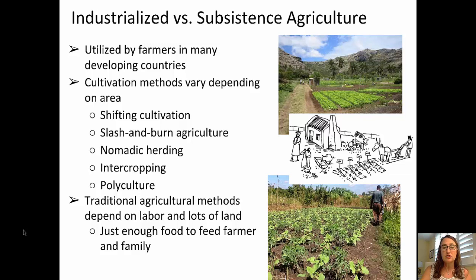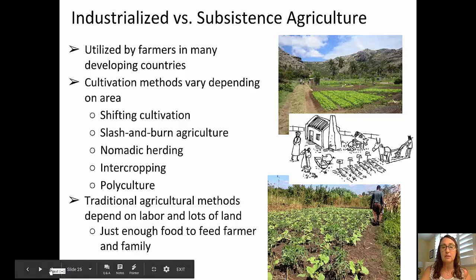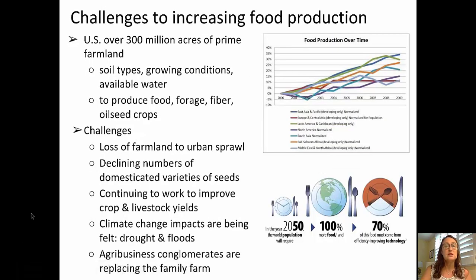And traditional agriculture methods, such as subsistence farming, depend on labor, lots of land, and the farmer is really trying to produce enough food to feed his family, maybe a little bit of excess to buy some extra things that they might need. Some challenges to increasing food production.